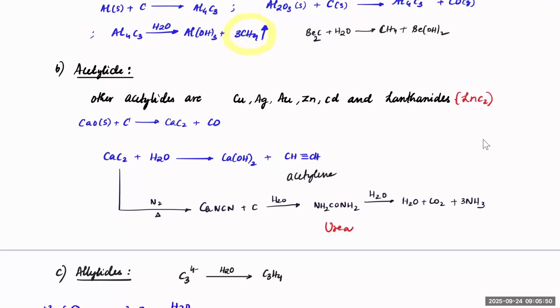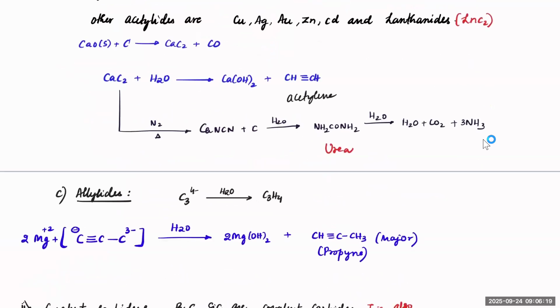Second, acetylides. Other acetylides are of copper, silver, gold, zinc, cadmium, along with lanthanides, which includes calcium carbide, CaC2, prepared from calcium oxide plus carbon giving CaC2 plus CO. CaC2 on hydrolysis will give you calcium hydroxide, and this will convert into acetylene.